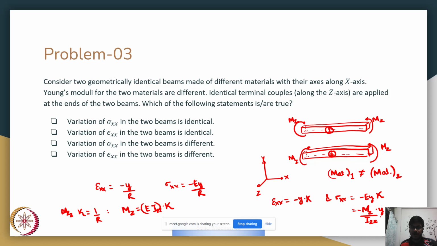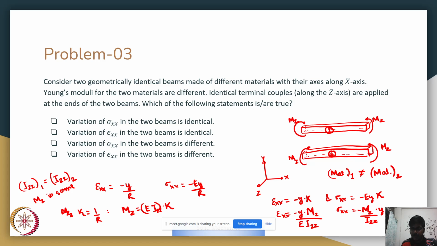So this is what we end up with: minus y Mz by EIzz. So these are the two equations for sigma xx and epsilon xx. Since the two beams are geometrically identical, we know that Izz for beam 1 should be equal to Izz for beam 2, correct? And also Mz is the same.